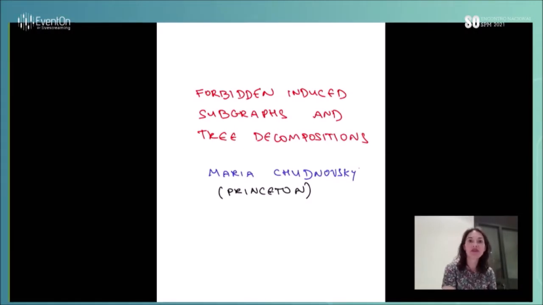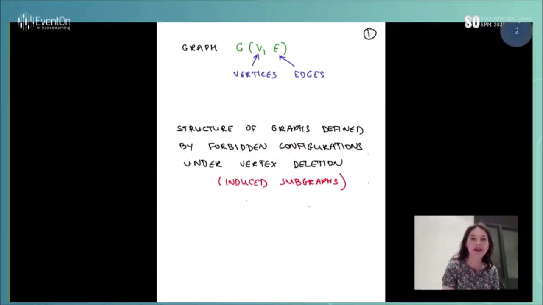So what I'm going to talk about is work I've done with various people in the last roughly year and a half. Different results here are joint with different colleagues, and I'll mention who did what. But the general topic is forbidden induced subgraphs and 3D compositions, and I'll explain what I mean. I'm a graph theorist. I study graphs. Graphs have vertices and edges, and what I mostly focus on is the structure of graphs that have certain configurations forbidden.